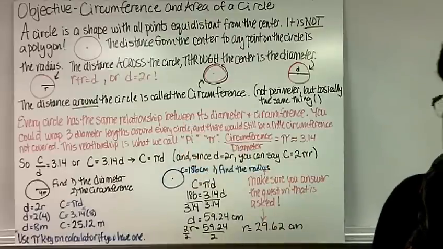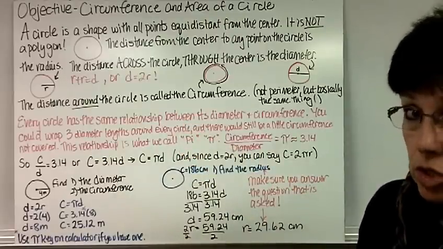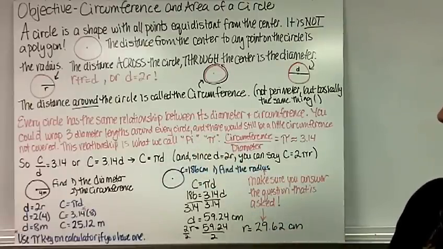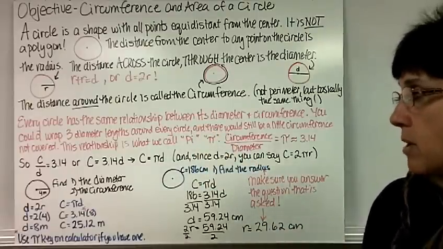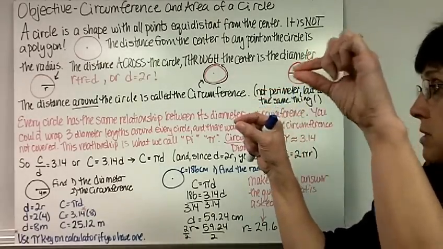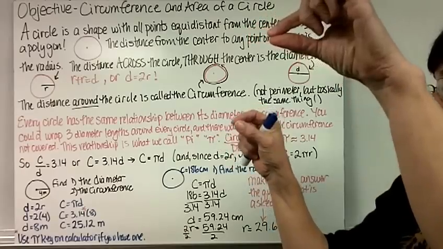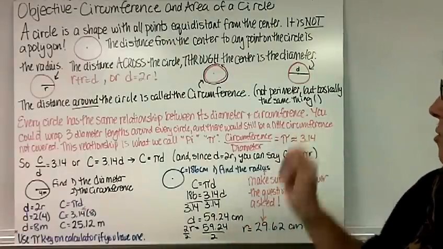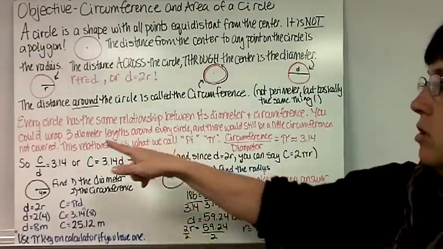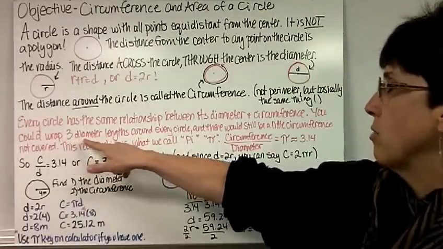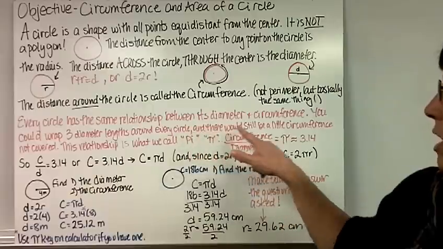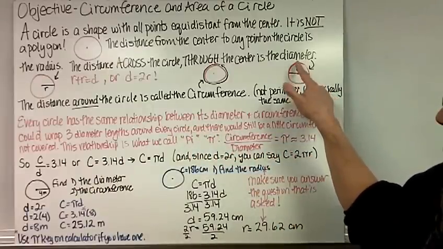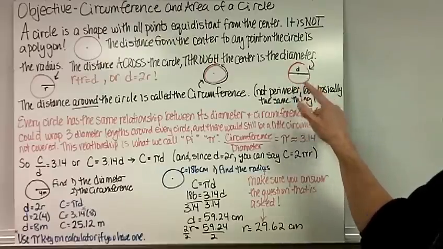Now this is interesting. Every circle, every single circular shape, has the same relationship between its diameter and its circumference. If you measured the diameter, you could wrap the diameter length 3 times around a circle, and there would still be a little circumference not covered. So if we wrapped it, we'd end up about here.